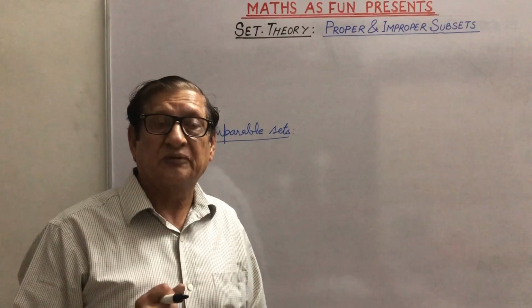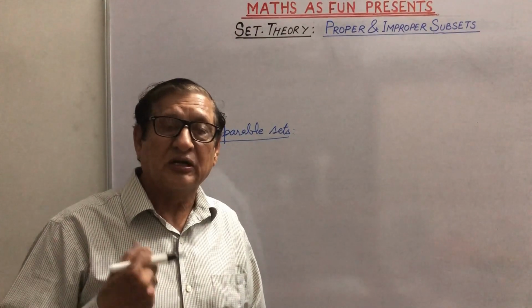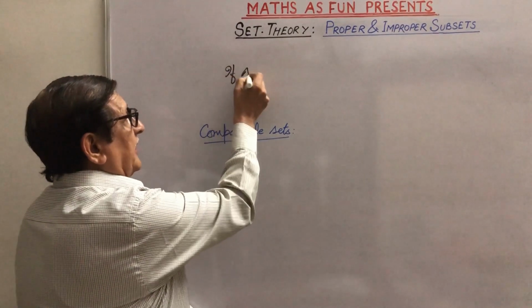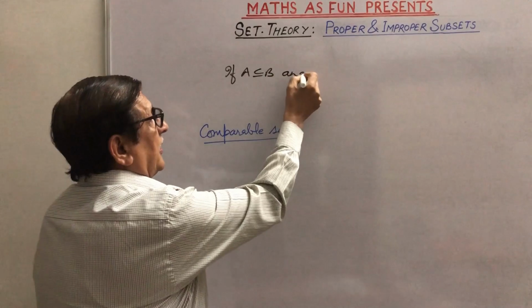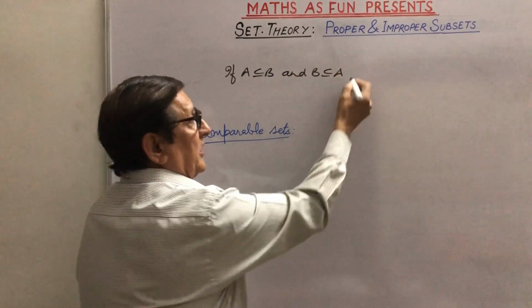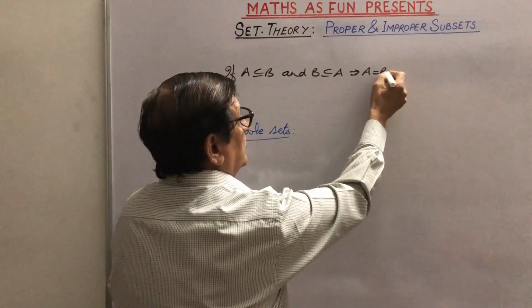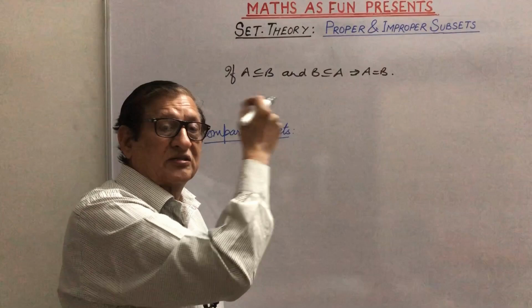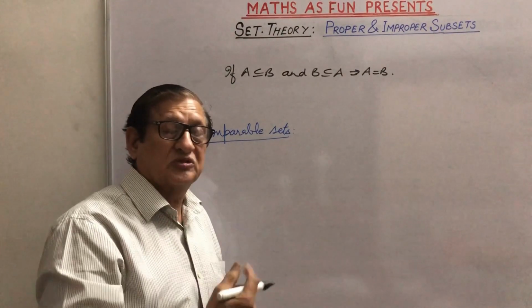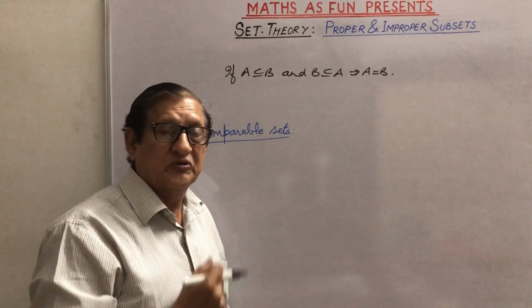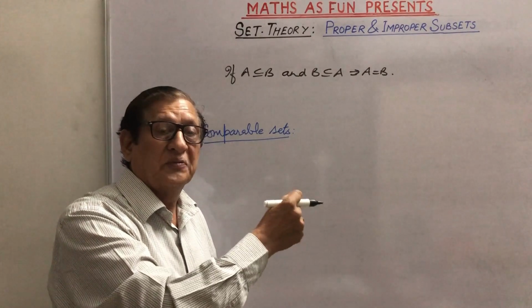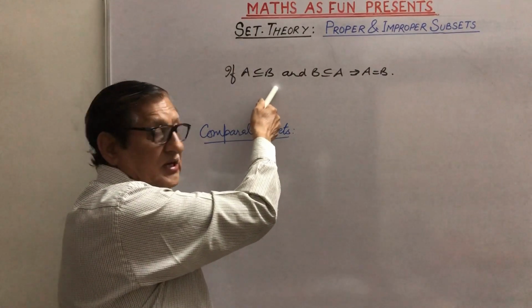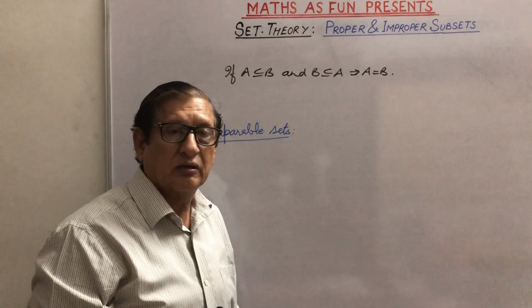After learning about the subsets of a set, proper subsets and improper subsets, can we say that if A is a subset of B and B is a subset of A, this implies that A is equal to B? It means to prove that two sets are equal to each other, we should prove that they are subsets of each other. It means to prove A equal to B, we should prove that A is a subset of B and B is a subset of A.